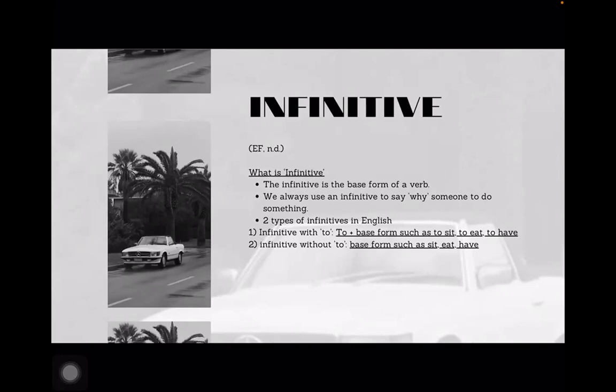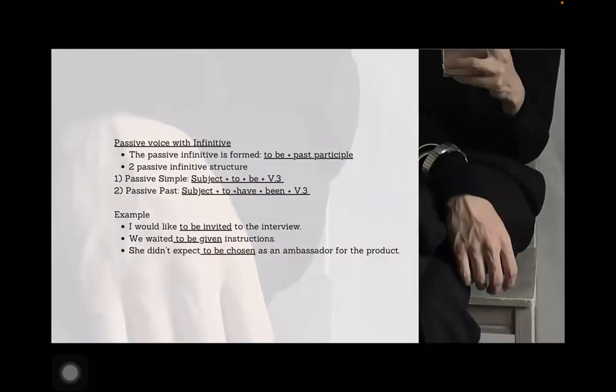Okay, next slide, please. So in the passive simple structure, all you're doing is to be plus past participle. And in passive past, you're just doing to have been plus past participle. So let's see an example.